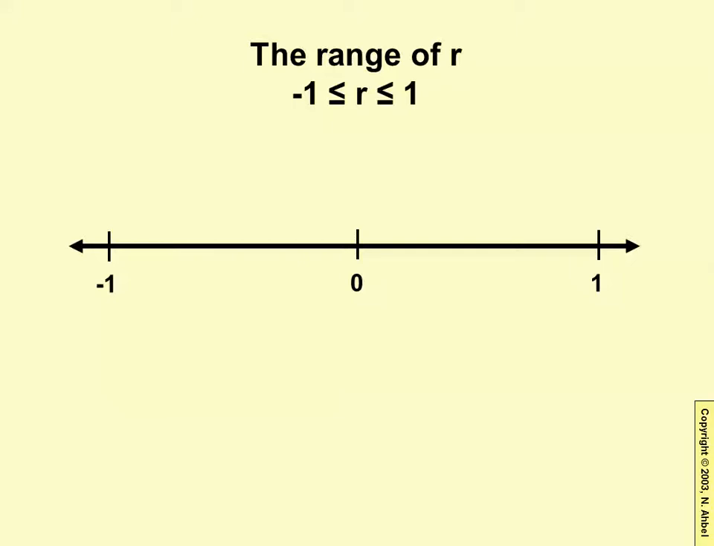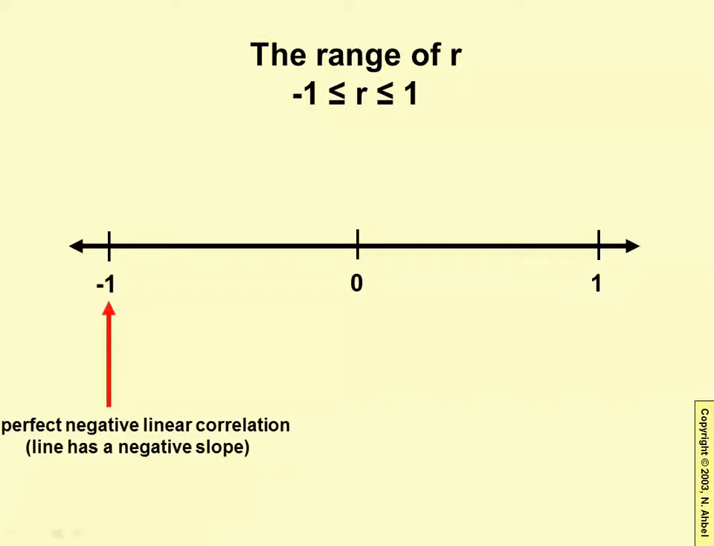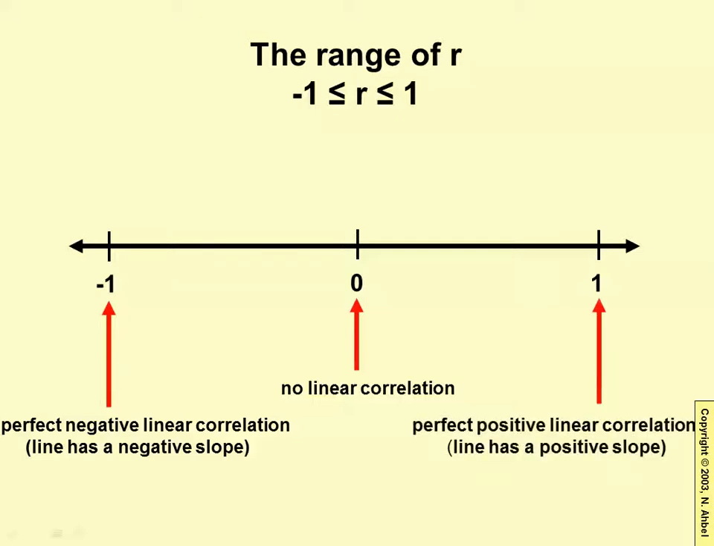The range of R is -1 to 1 inclusive. -1 means a perfect linear correlation. The line has a negative slope. 0 is no linear correlation. And 1 is a perfect positive linear correlation, which means the line has a positive slope.